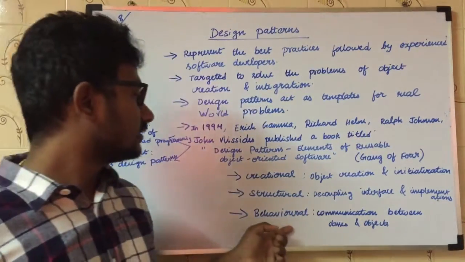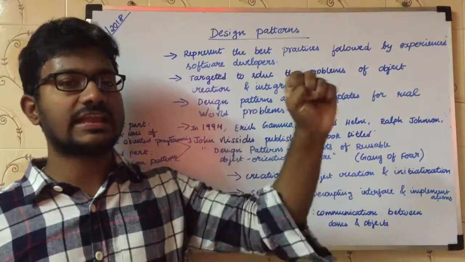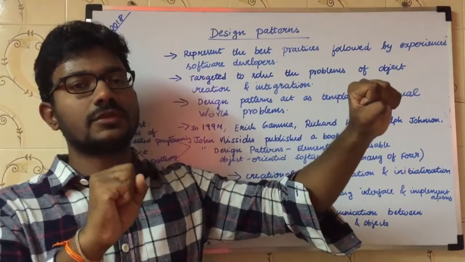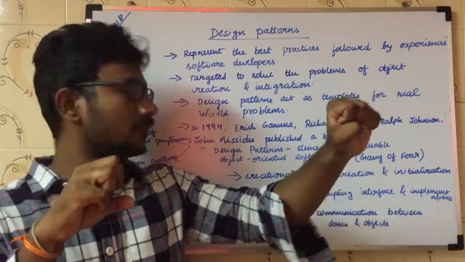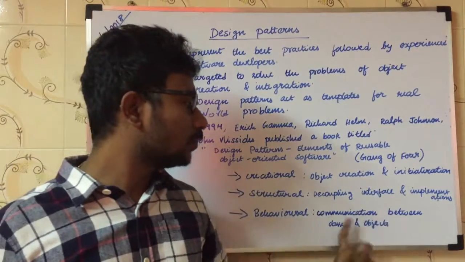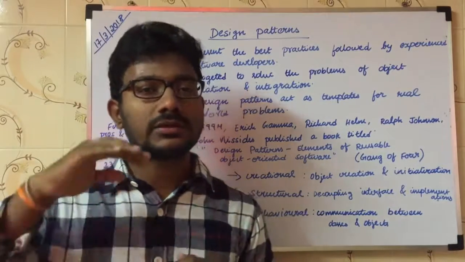Suppose this is a class and from this class we have created 5 objects. These 5 objects need to communicate with the class, so the communication between the class and objects will be handled in the behavioral design pattern. We will try to cover every design pattern in the upcoming videos.